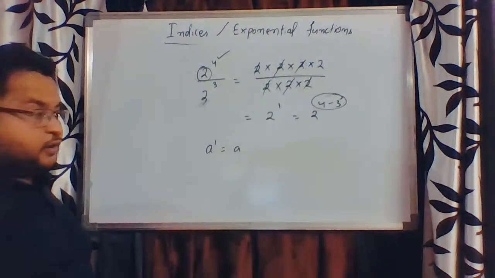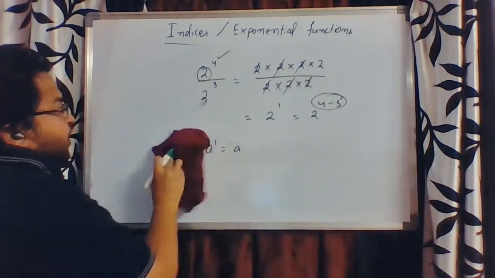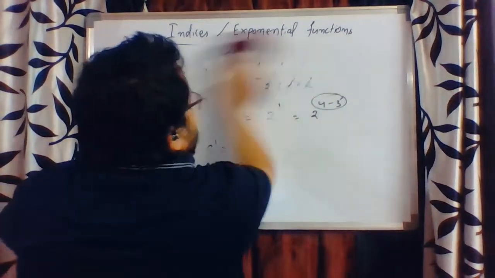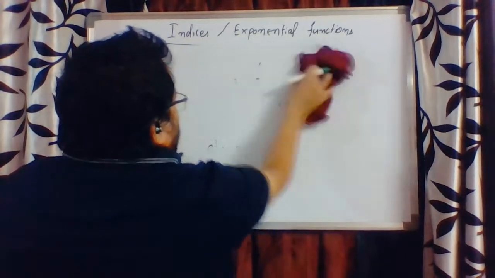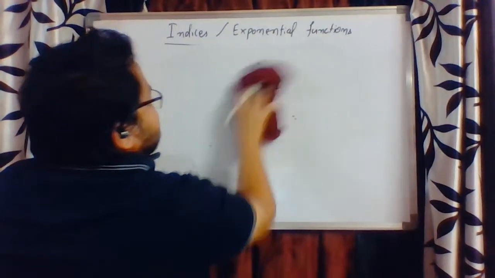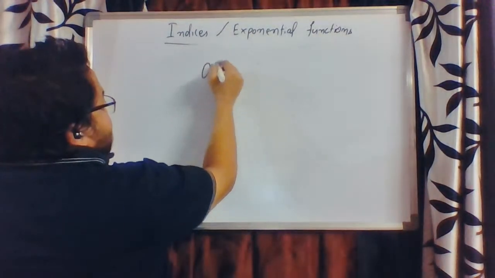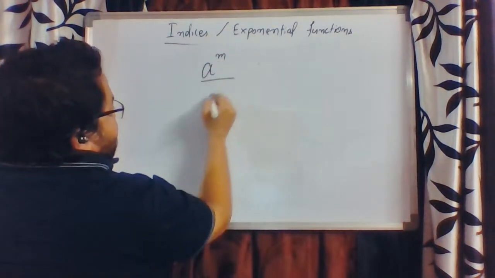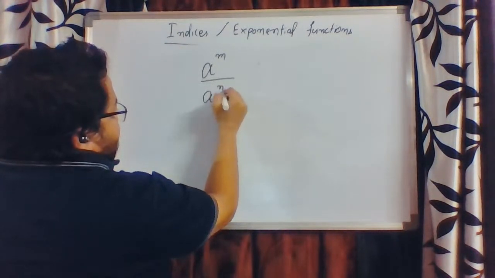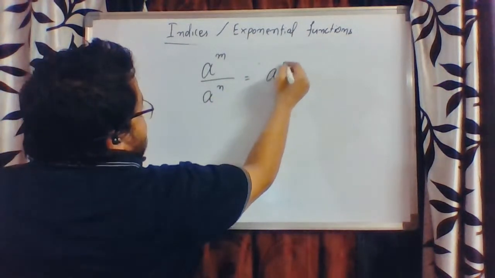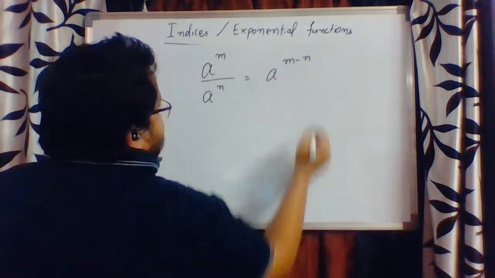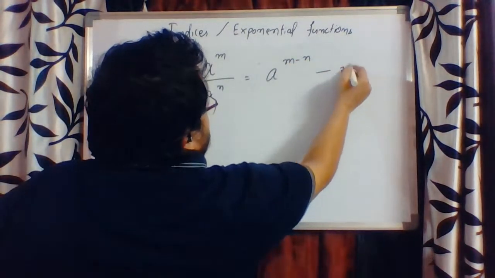3. Okay, so we can write it down as a generic rule again. That is a to the power m divided by a to the power n is nothing but a to the power m minus n. Probably you can say this as your rule number 7.